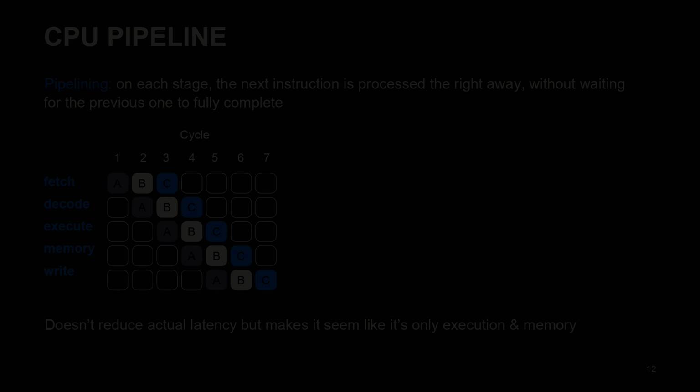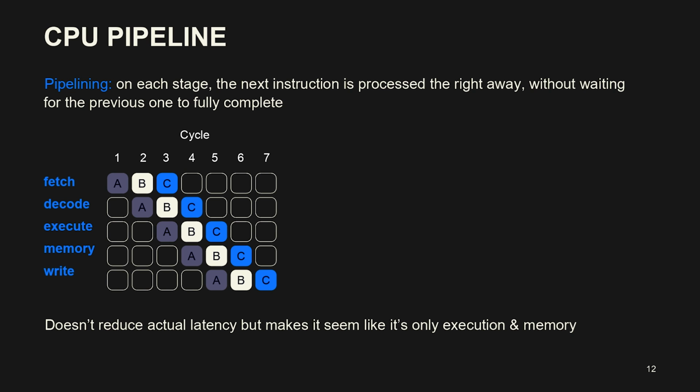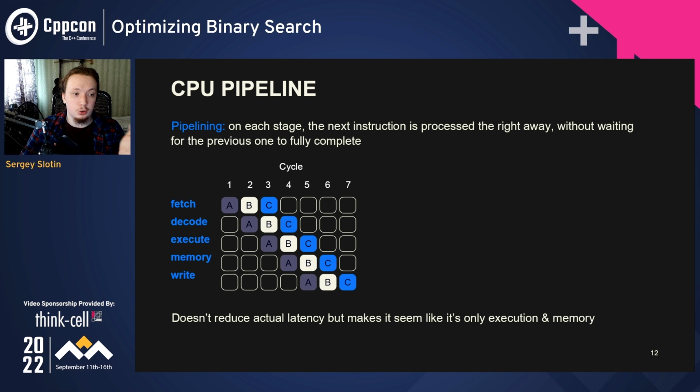This way, instruction processing and execution can overlap in time, and in this approach, we increase the utilization of the CPU and the throughput of the entire computation. This approach does not reduce actual latency, but it gives the programmer an impression that it consists only of the execution and memory stages.